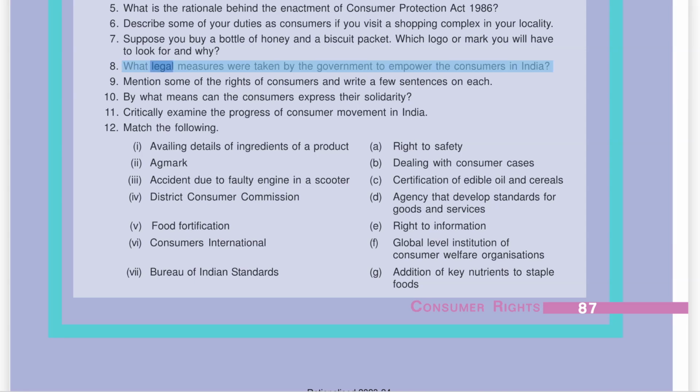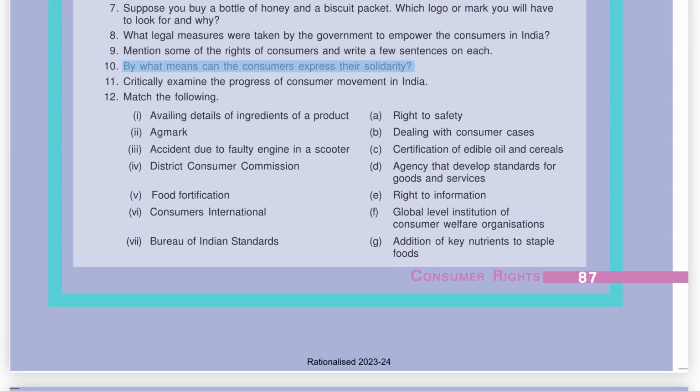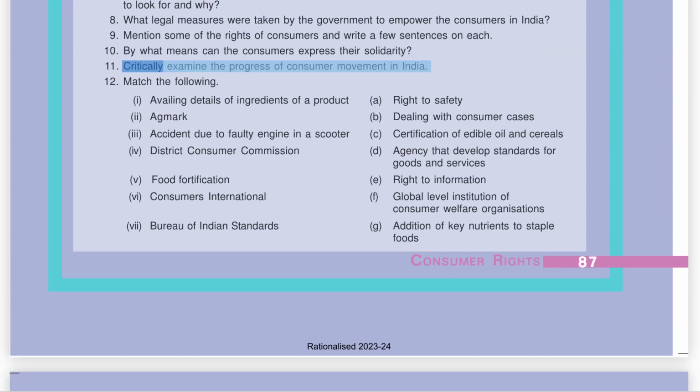8. What legal measures were taken by the government to empower the consumers in India? 9. Mention some of the rights of consumers and write a few sentences on each. 10. By what means can the consumers express their solidarity? 11. Critically examine the progress of consumer movement in India.